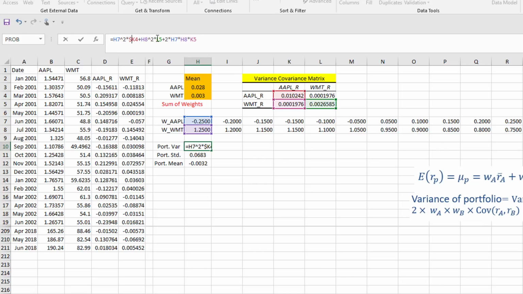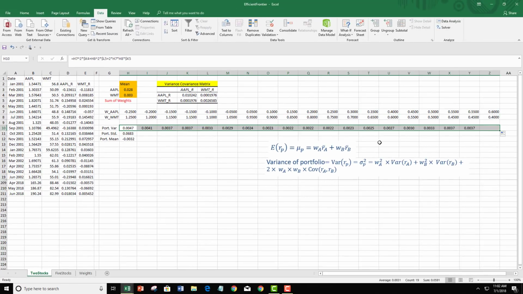Later I can put the dollar sign, and that will fix the variance of Apple, and I can put the dollar sign before L5, which will fix the variance of Walmart, and I can put the dollar sign before this K, that will also fix the covariance between Apple and Walmart. So once you fix that, now you can grab this little square box and drag it, and it gives us the variance of this portfolio for these different portfolio weights.